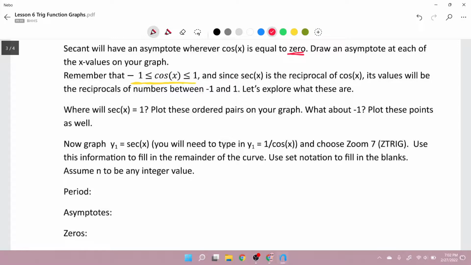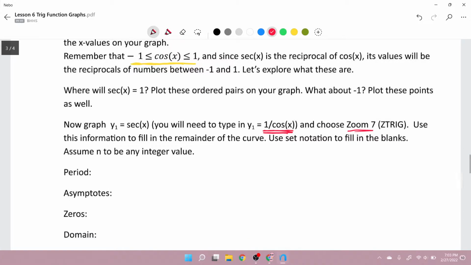Okay, we plotted those ordered pairs, plotted those points as well. Now go to your graphing calculator. I know you still have it handy from before when you paused the video and graphed it. Go ahead and graph this secant of x. You're going to type in 1 over cosine of x, right? It's the reciprocal of cosine of x, because our calculators don't have secant of x as a function. Then choose zoom 7, and use this information to fill in the remainder of the curve. So pause the video, and we will continue after you do that.